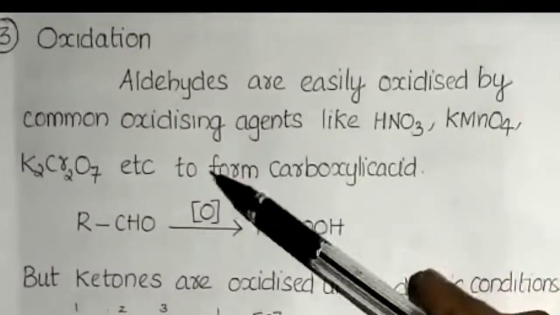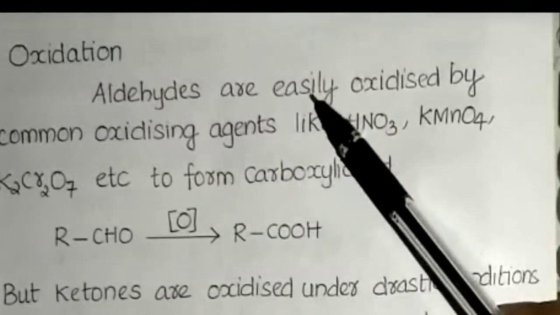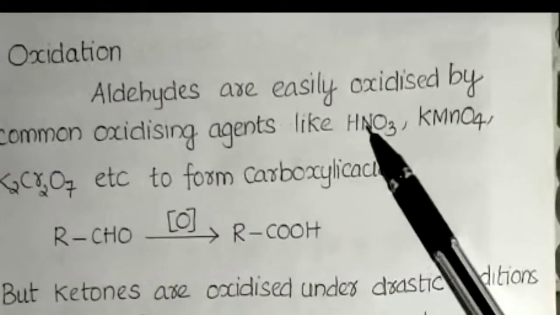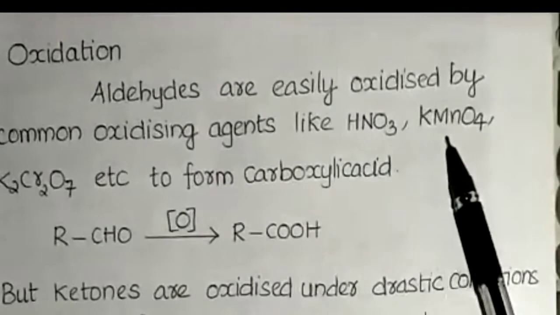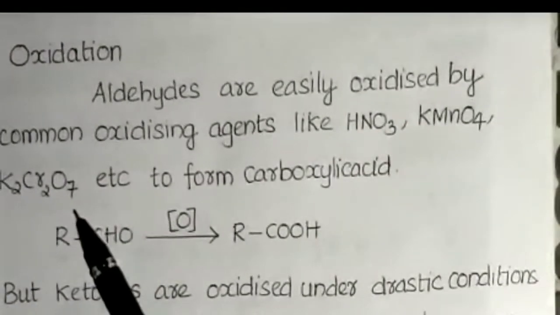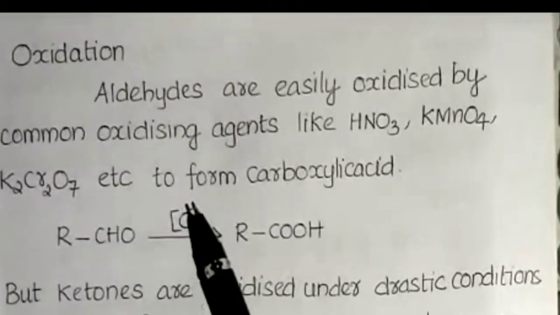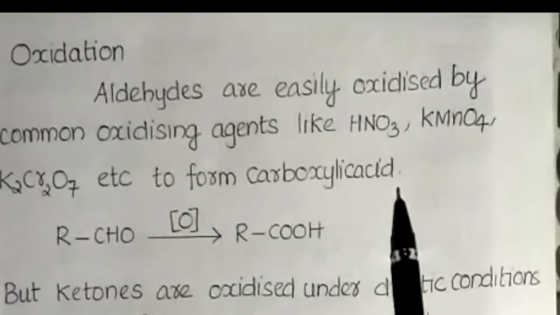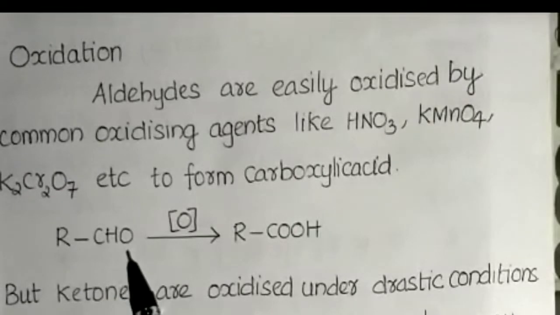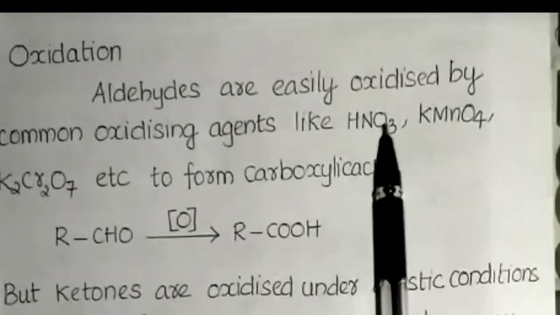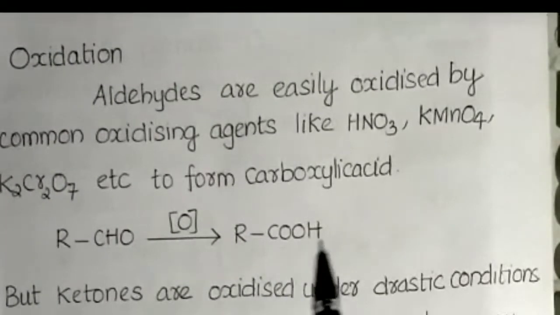The third type of reactions of aldehydes and ketones is oxidation. Aldehydes are easily oxidized by common oxidizing agents like nitric acid, potassium permanganate, potassium dichromate, etc., to form carboxylic acids. So aldehydes on oxidation give carboxylic acids. The general reaction is RCHO on oxidation; you can use any oxidizing agent here. Then the CHO group changes to COOH.